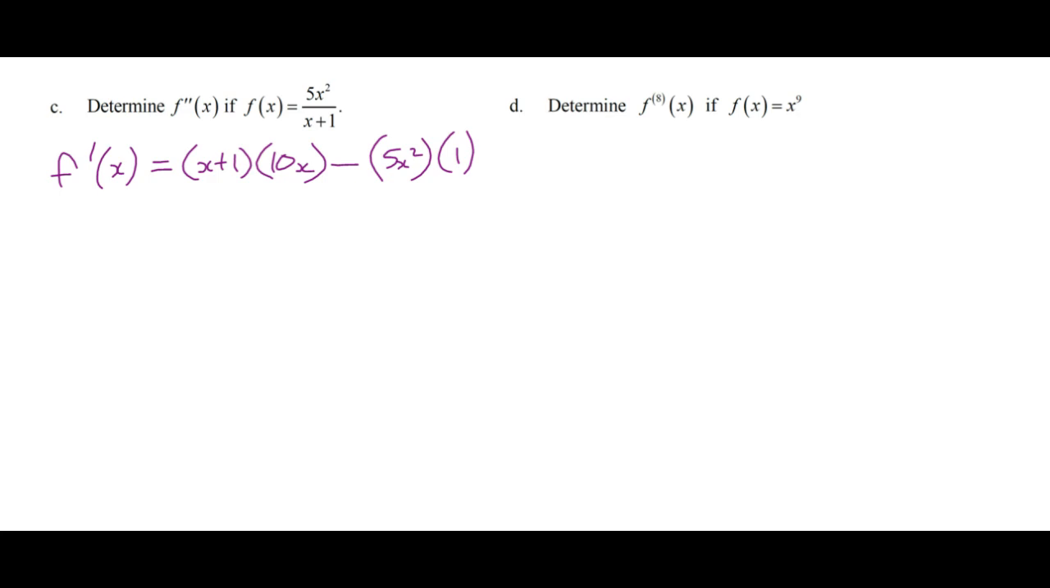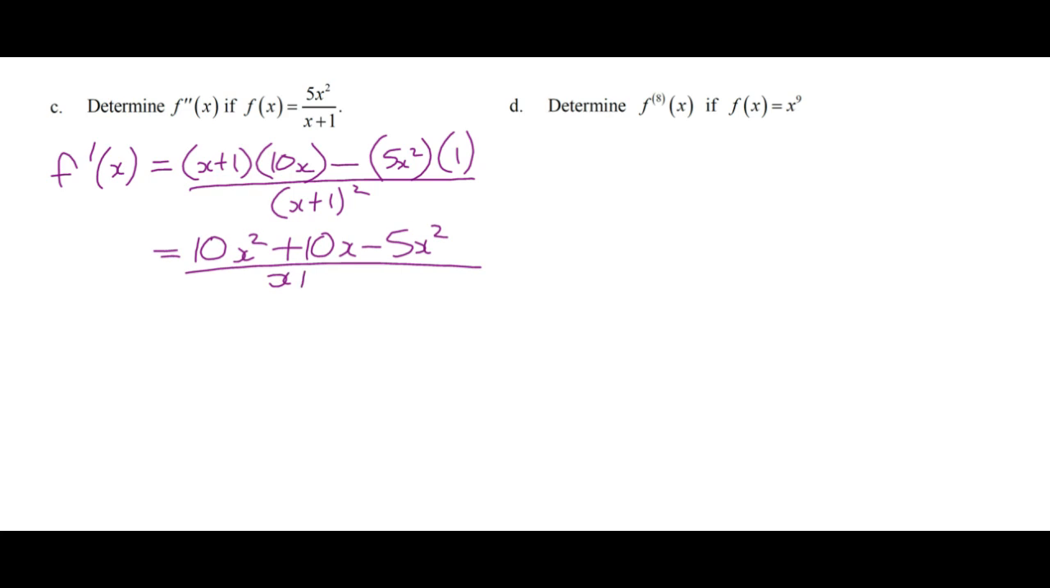I like to write it just so that I'm saying this is f of x times g prime of x over... All right, so we got 10x squared minus 5x squared. So 5.